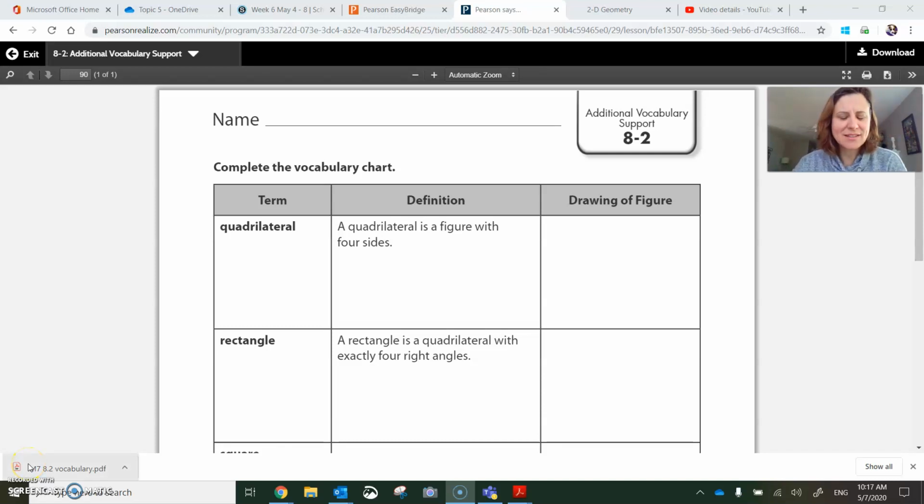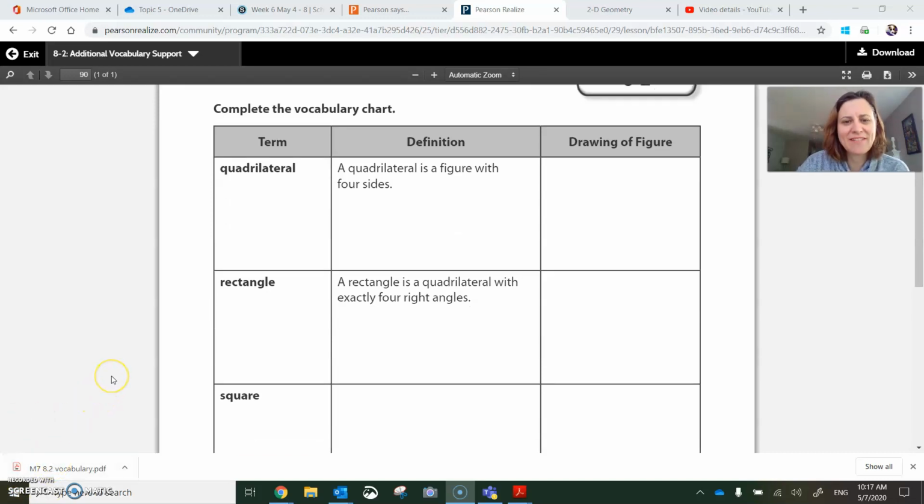Vocabulary. We got to start keeping some vocabulary going because this chapter is vocabulary heavy. A quadrilateral is any closed shape that has four straight sides. Closed means it's not like the letter U where it's open at the top. It's closed.